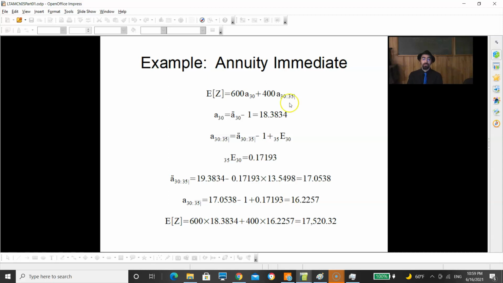We'll point out that you could say it's 1,000 minus 400 times a deferred annuity, or you could say it's 600 plus 400 times a term annuity. And I would like to do it this way with the term annuity, just because we have a nice formula for term annuities.